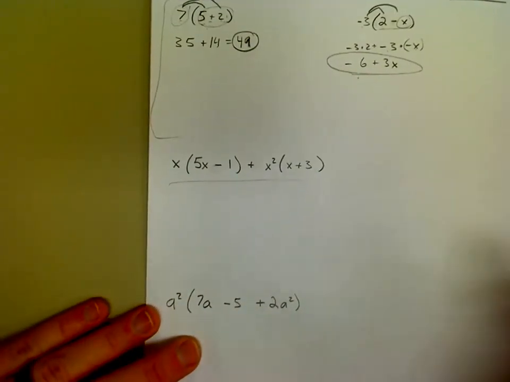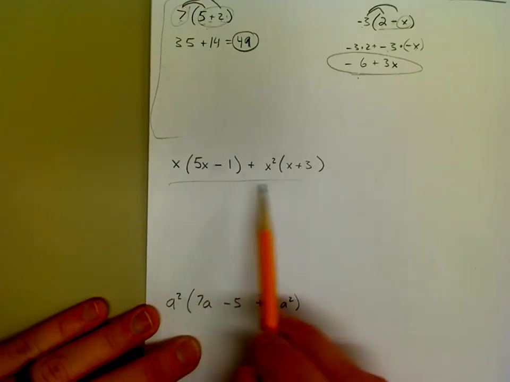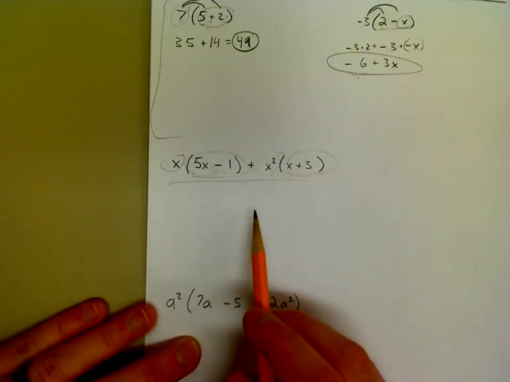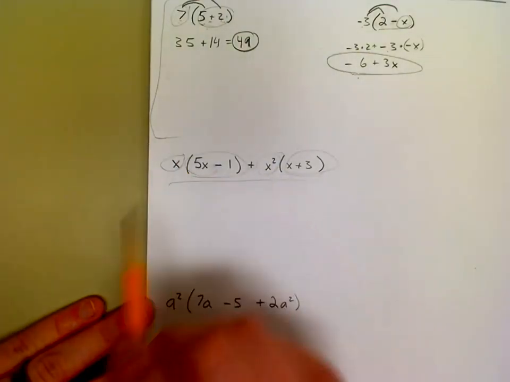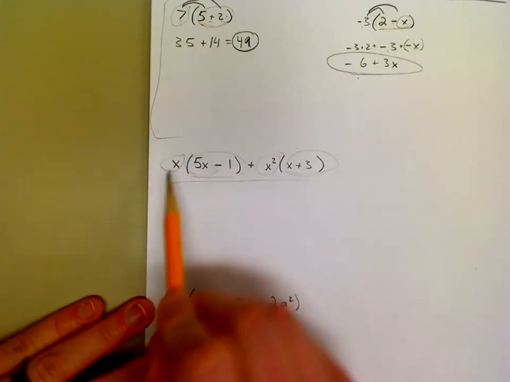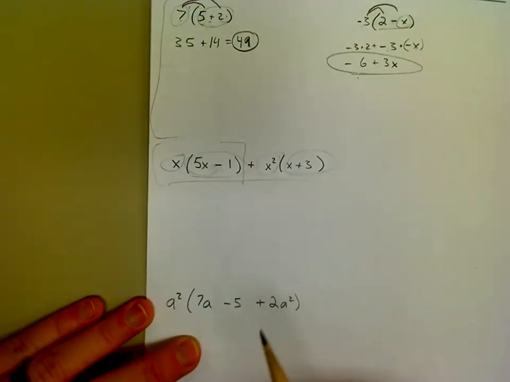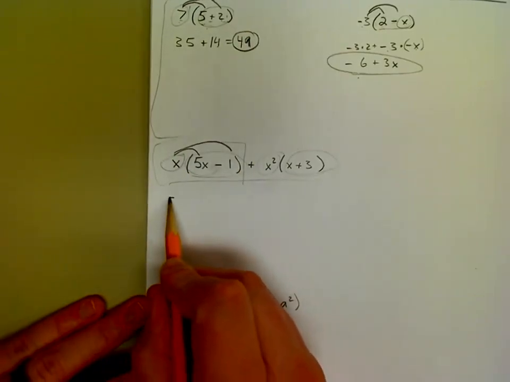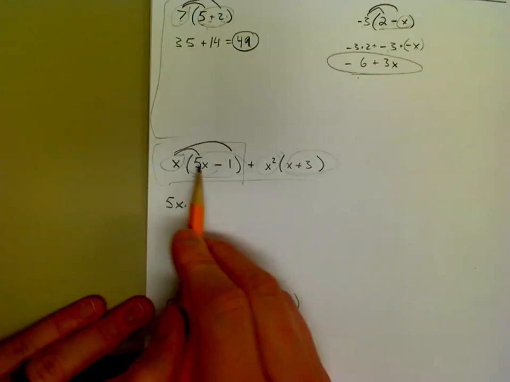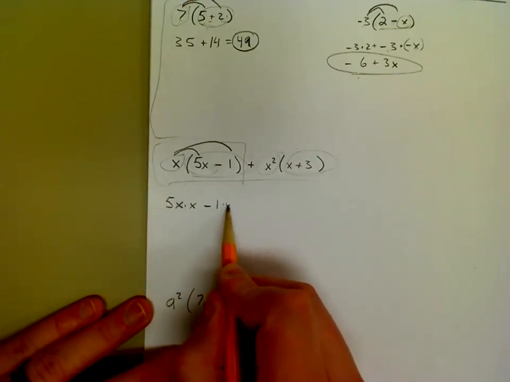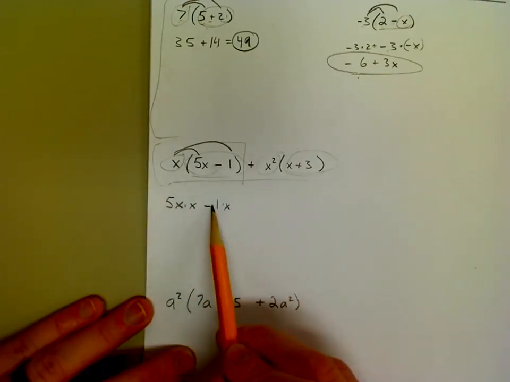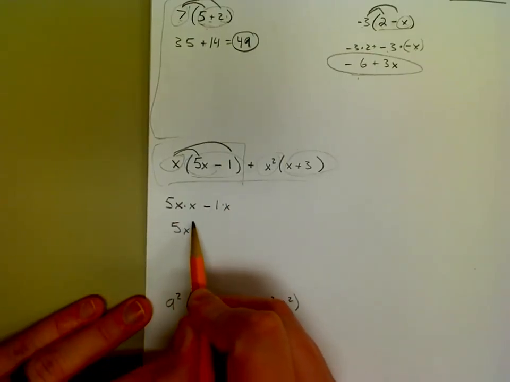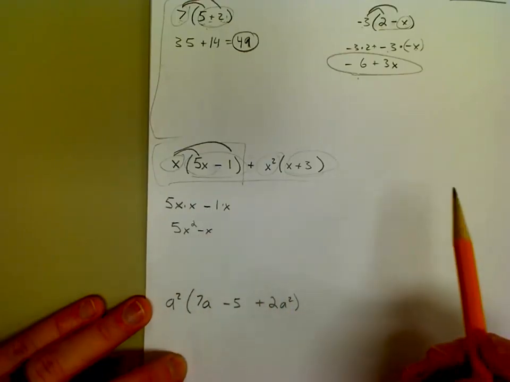Alright, so when I apply the distributive property to a polynomial, and here's a polynomial, monomial, polynomial, monomial, I do basically the same thing, but my simplification just looks a little different. So first I'm going to look just at this first part here. I distribute the x into the parentheses. So I get 5x times x, this times this, minus 1 times x, minus 1. And that leaves me with 5x squared minus x.